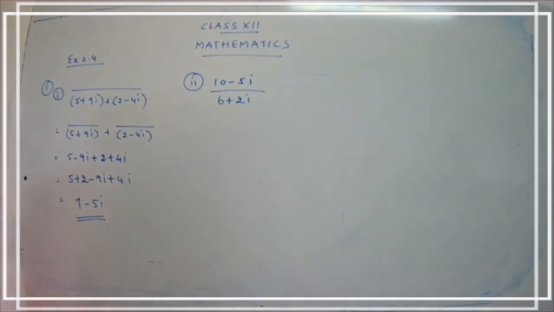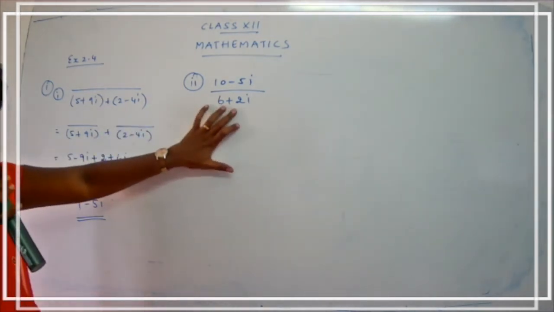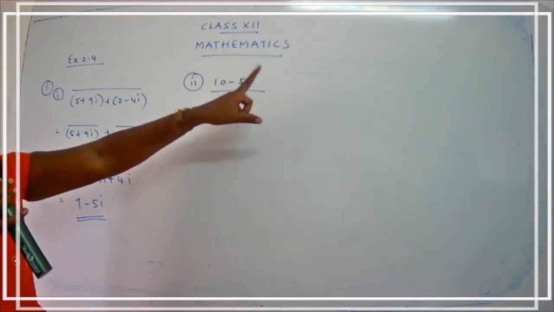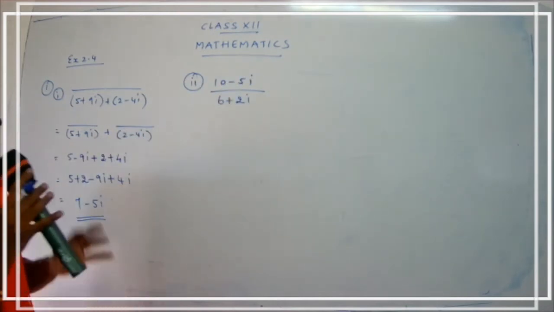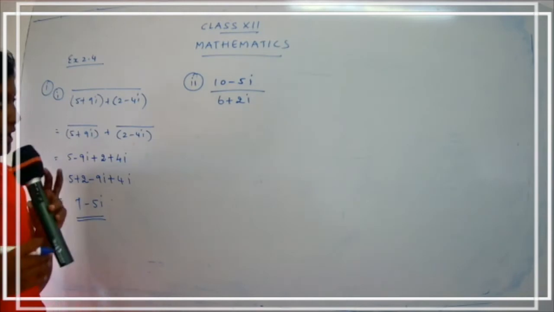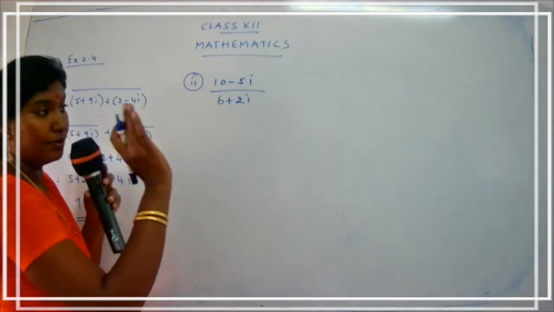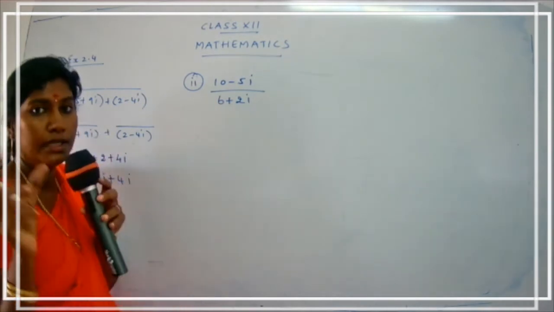Now just remember, children, whenever you have i in the denominator, whenever you have an imaginary part there, try to take the conjugate of the denominator and multiply and divide by the conjugate. This we have already done for other methods, yes, children? So what are we going to do here? We are going to focus on the denominator.